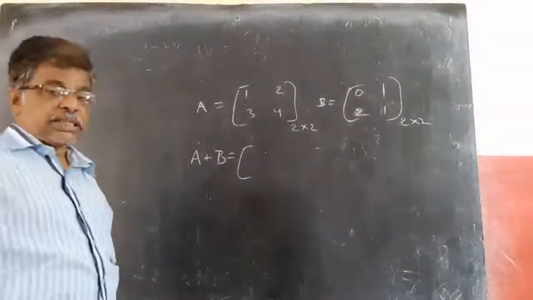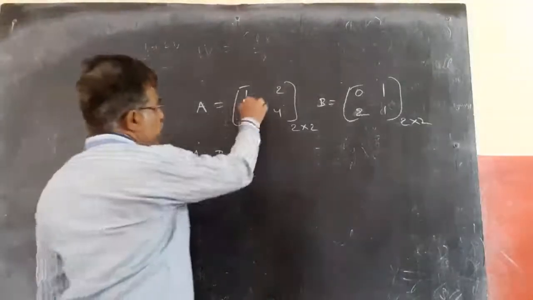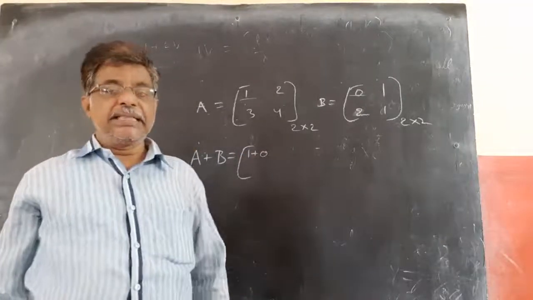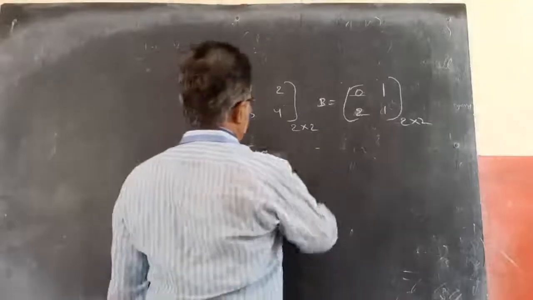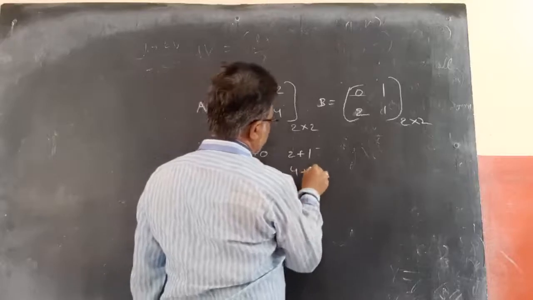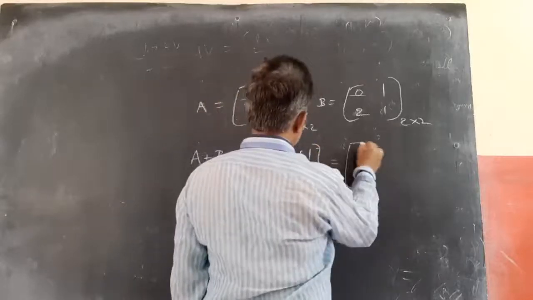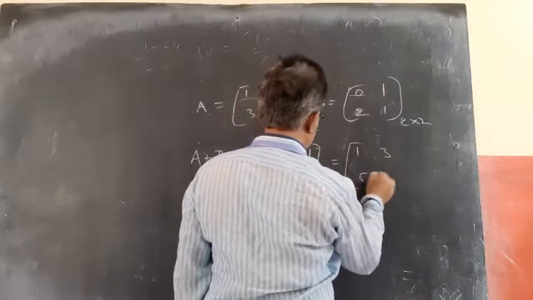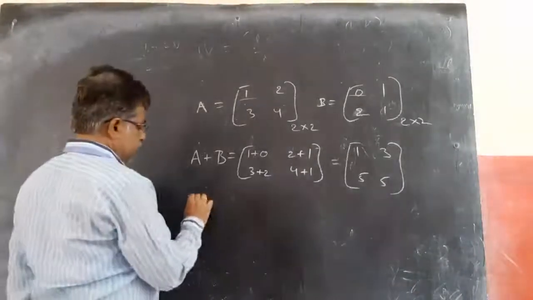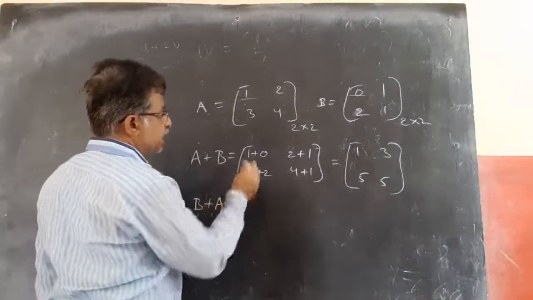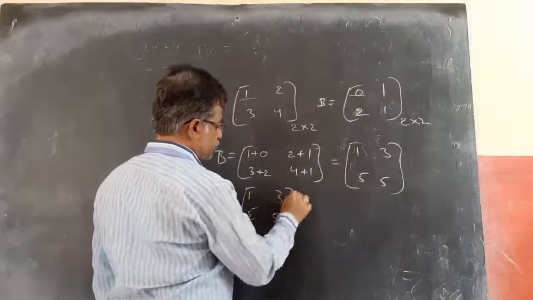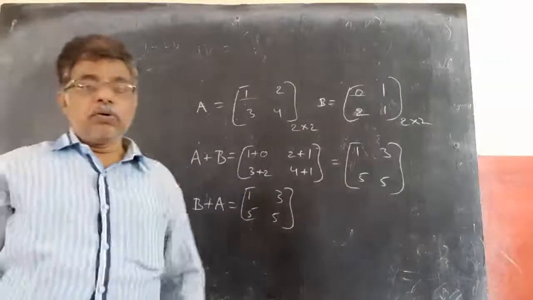And addition of matrix is nothing but addition of corresponding elements I told. Means here 1 plus 0 is the first element. Cij equal to Aij plus Bij. So this is 1 plus 0, this is 2 plus 1, this is 3 plus 2, this is 4 plus 1. So this gives you [1, 3; 5, 5], that is A plus B. If you find B plus A, first B we will write, then A, then add the corresponding elements. So B plus A also gives you [1, 3; 5, 5].